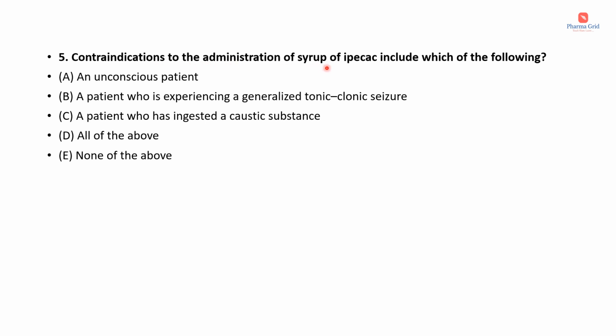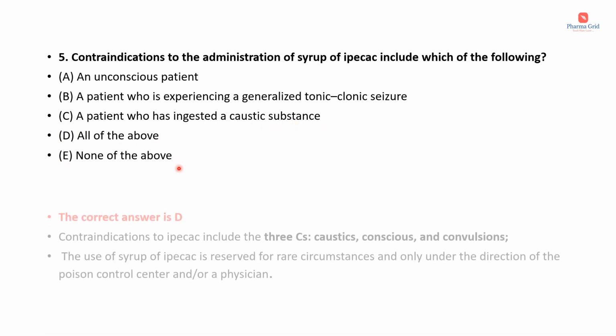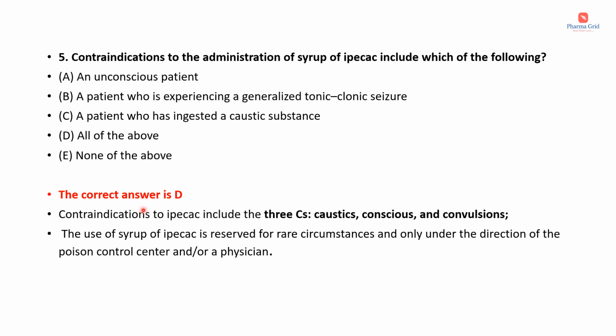Contraindications to the administration of syrup of ipecac include which of the following? Options are an unconscious patient, a patient who is experiencing a generalized tonic-clonic seizure, a patient who has ingested a caustic substance, all of the above, none of the above. Here the answer is option D, that is all of the options are correct.